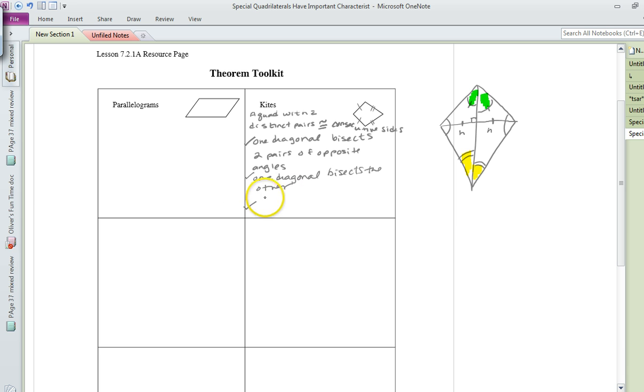Another characteristic of the diagonals is that one bisects the other. They are perpendicular. So one diagonal bisects the other. The diagonals are perpendicular. There are two distinct pairs of consecutive congruent sides, and one pair of opposite angles is congruent.